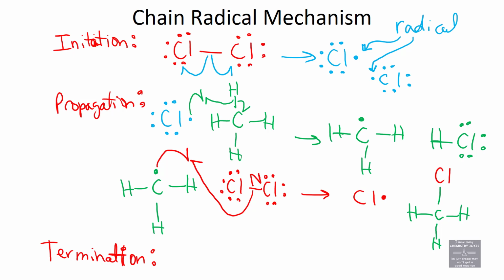So a propagation should always have at least two propagation steps. There are my two propagation steps. I have a radical and a non-radical reacting to create a radical and a non-radical. A radical and a non-radical reacting to create a radical and a non-radical.